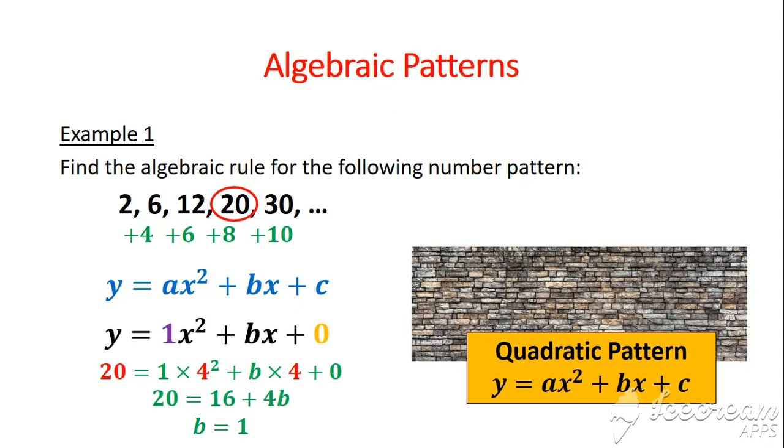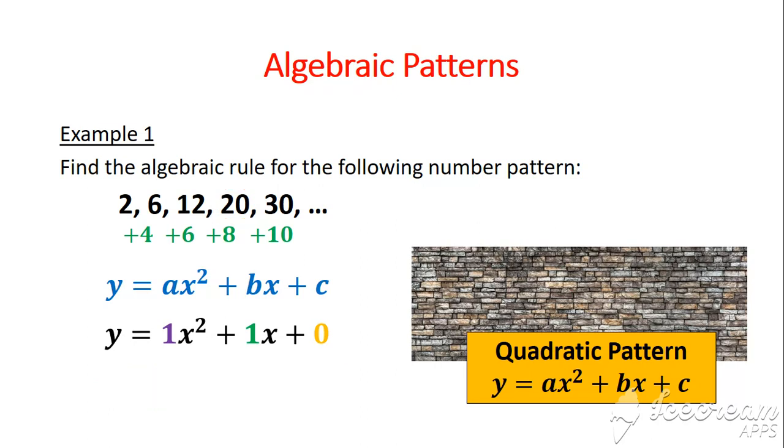And let's tidy this up. We get 20 is equal to 16 plus 4b. If we minus 16 on both sides and divide by 4, you'll eventually work out that b has to be the number 1. So in this example, we've also figured out that b is the number 1. So our final rule, y equals 1x squared plus 1x plus 0. We don't need to write the 1s in front of the x's because those coefficients of 1 are never written, and we don't need to write the plus 0, so we're going to simplify it down to y equals x squared plus x. So that's the rule for this pattern of numbers.